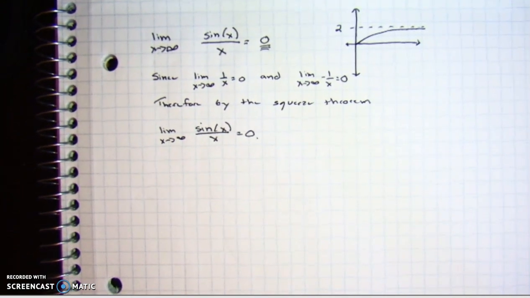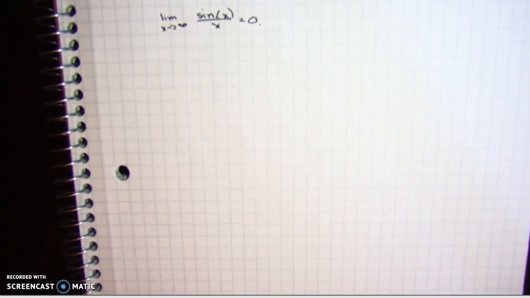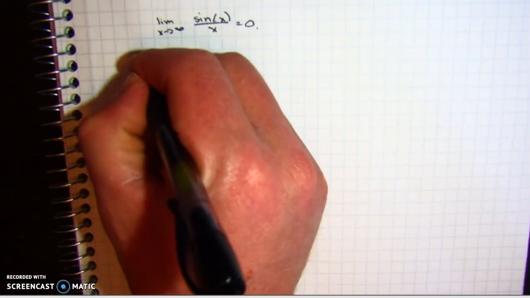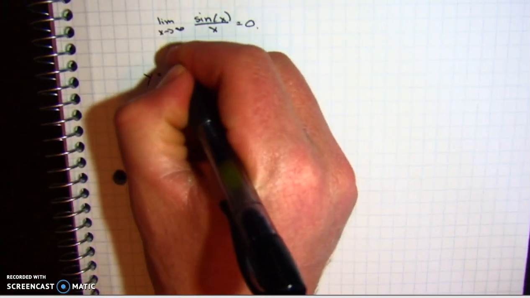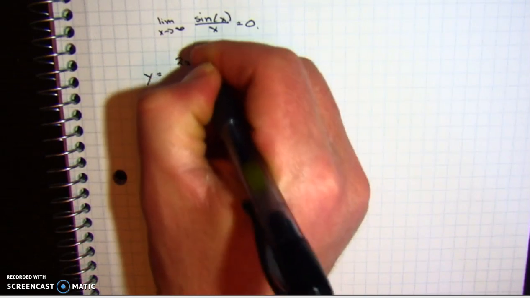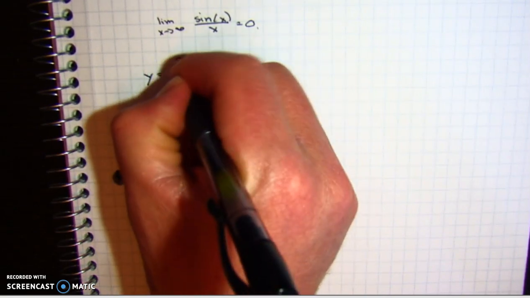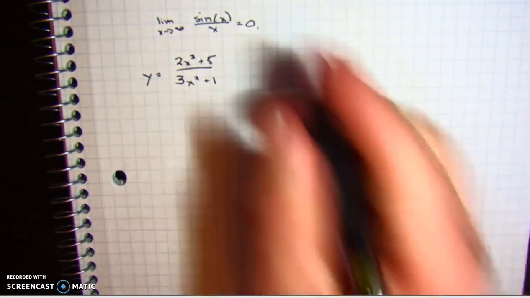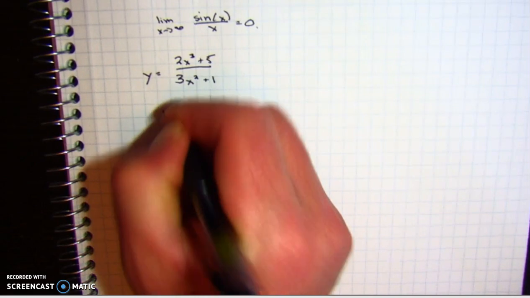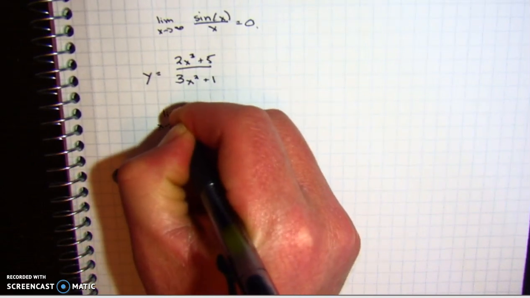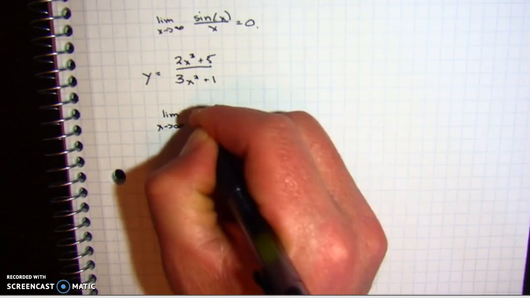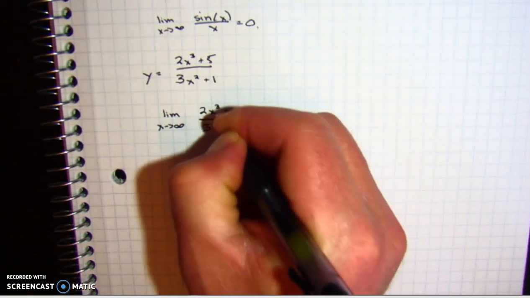These are especially for polynomials, rational polynomials, and it's kind of a cool trick. So the equation we used is y equals 2x cubed plus 5 over 3x squared plus 1. We're going to take the limit of this, so the limit as x approaches infinity of 2x cubed plus 5 over 3x squared plus 1.